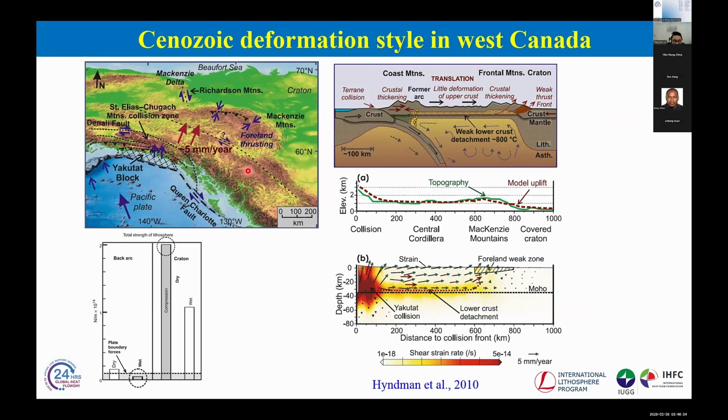So this picture of the deformation is controlled by the rheological contrast between the different areas. The back arc has a low rheology, while the craton has a high strength.